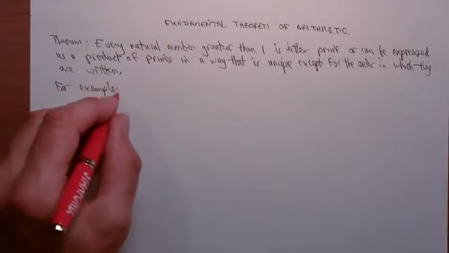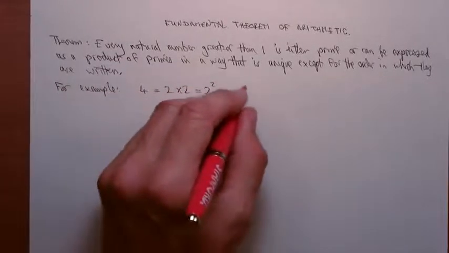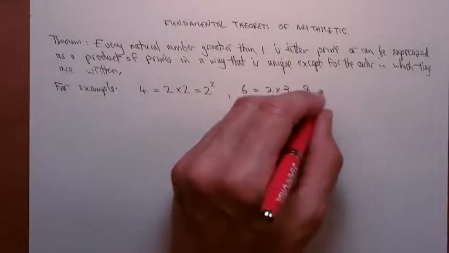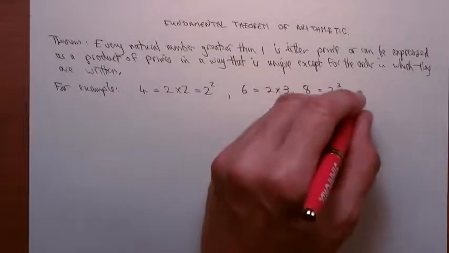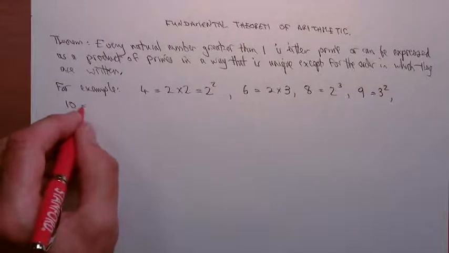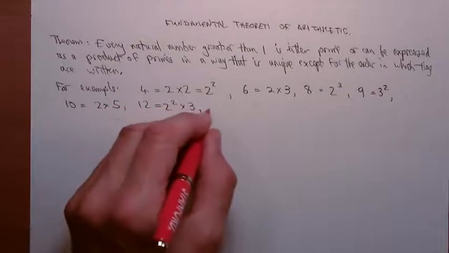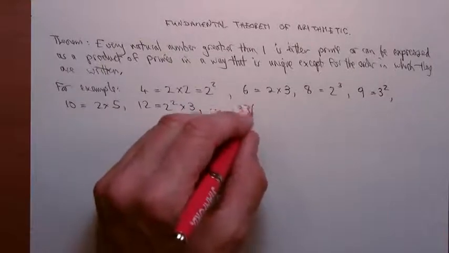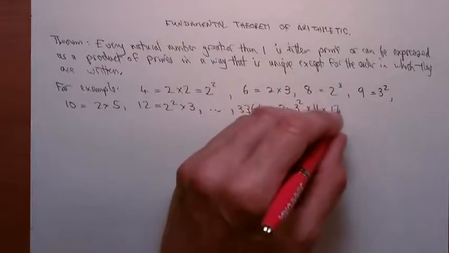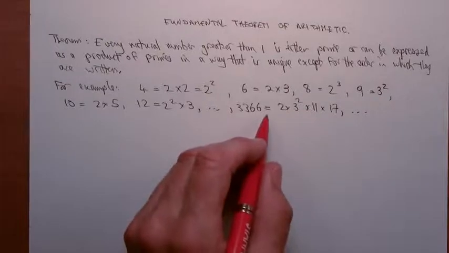For example, 4 is 2 times 2 or 2 squared, 6 is 2 times 3, 8 is 2 cubed, 9 is 3 squared, 10 is 2 times 5, 12 is 2 squared times 3, and so on and so on. 3,366 equals 2 times 3 squared times 11 times 17, and so forth. I worked that one out in advance, by the way.